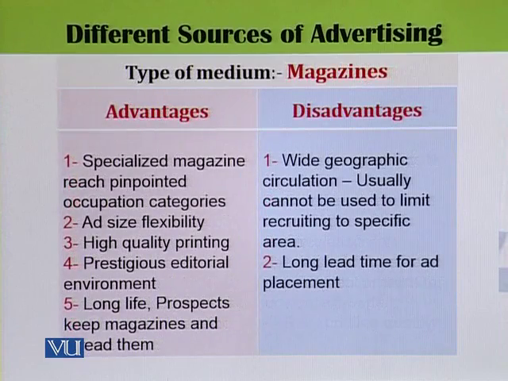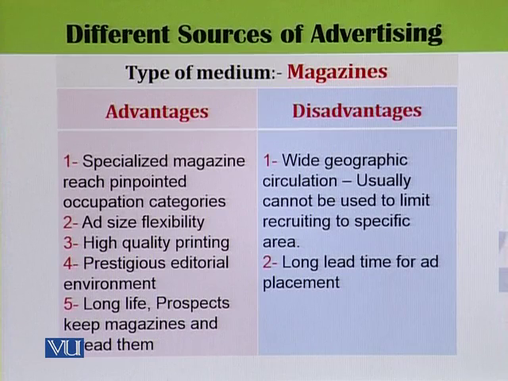Other than the newspaper, there is another very important medium, which is called professional magazines. Magazines include, for example, the Economist or the Time magazine. Advantages: a specialized magazine reaches pinpointed occupation categories, and it also has advertisement size flexibility. But in contrast to the newspaper, their printing quality is very high. They use very good paper for publishing the magazine. And number 4, they have a very prestigious editorial environment, because magazines are read by very professional people. It boosts the image of your company as an organization.